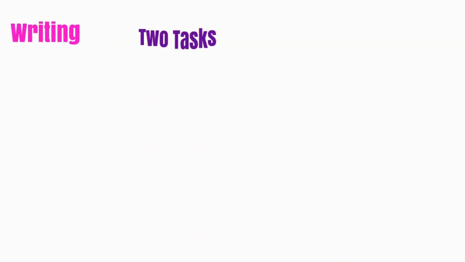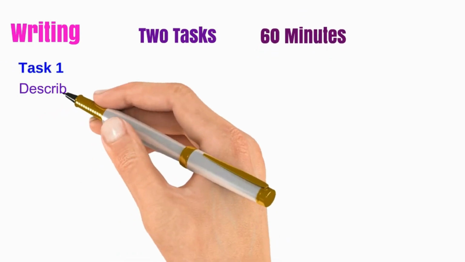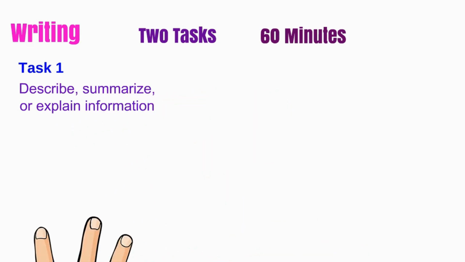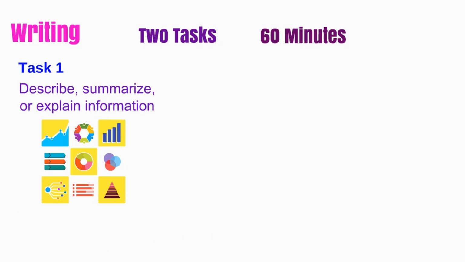The writing section is divided into 2 tasks and lasts for 60 minutes. In task 1, you will need to describe, summarize, or explain information presented in a graph, table, chart, or diagram. You should spend about 20 minutes on this task and write at least 150 words.